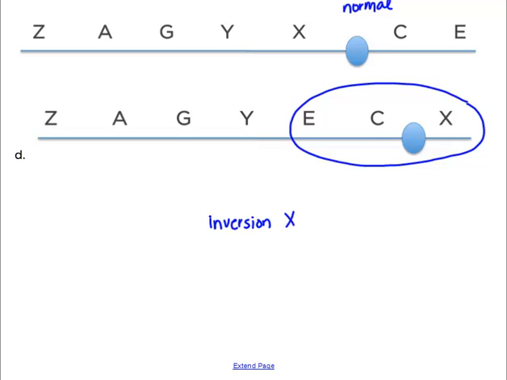of XCE, but in this case, it does include the centromere, where here there were two genes at the end after the centromere, C and E. In the mutated chromosome, there's only one gene, and that's because the centromere was flipped and inverted along with those other pieces. So this is called a pericentric inversion, and that's because it contains the centromere.